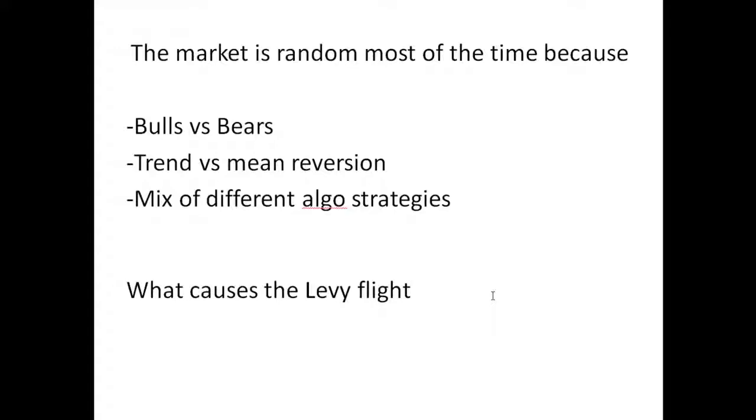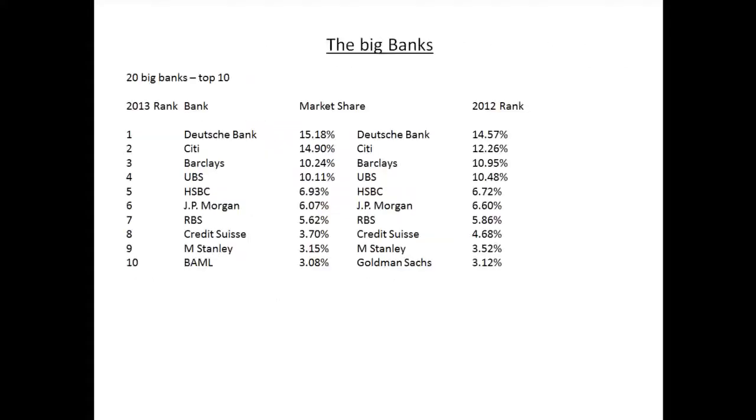Now, to explain it, I'm going to oversimplify a little bit. So bear with me while I explain what may happen on a particular day we see a big levy flight move in the market. Now, there are about 20 big banks active in the forex market, and I've just for illustration purposes listed the top 10 here, and you can see that number 1 is Deutsche Bank with about 15% of the order flow.